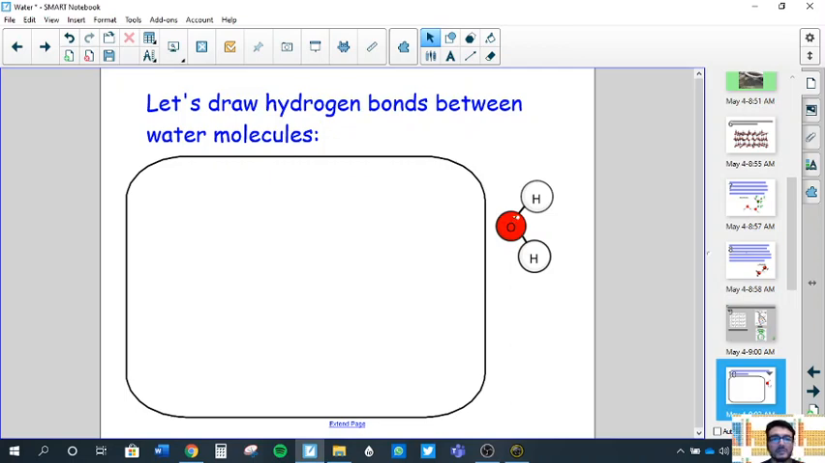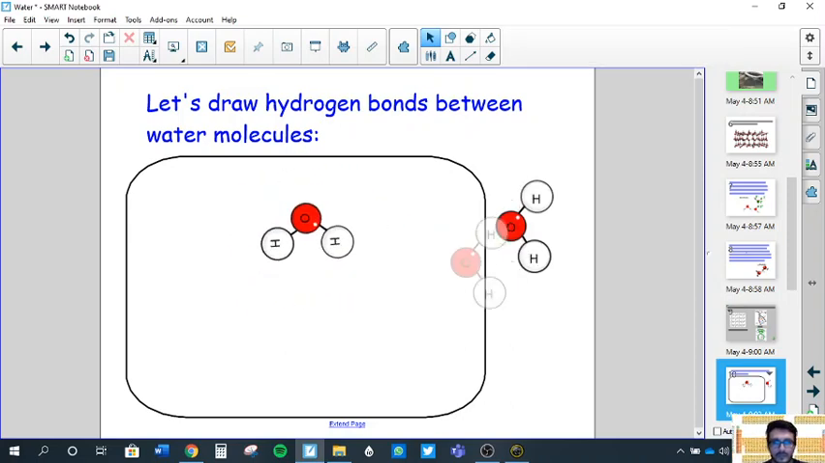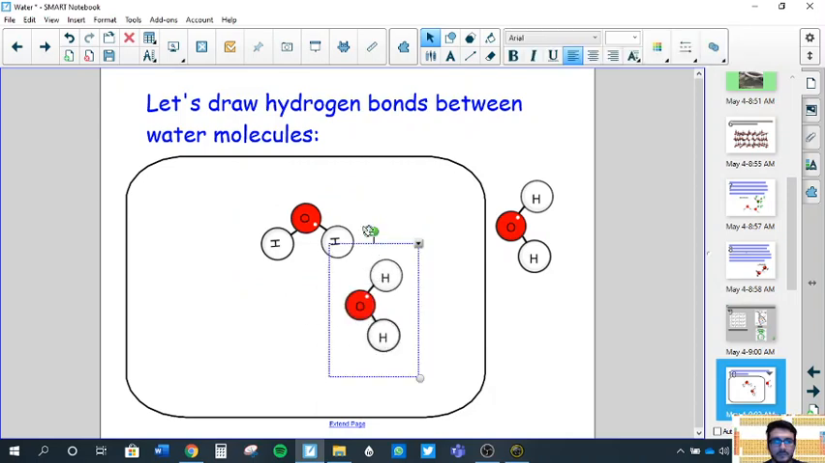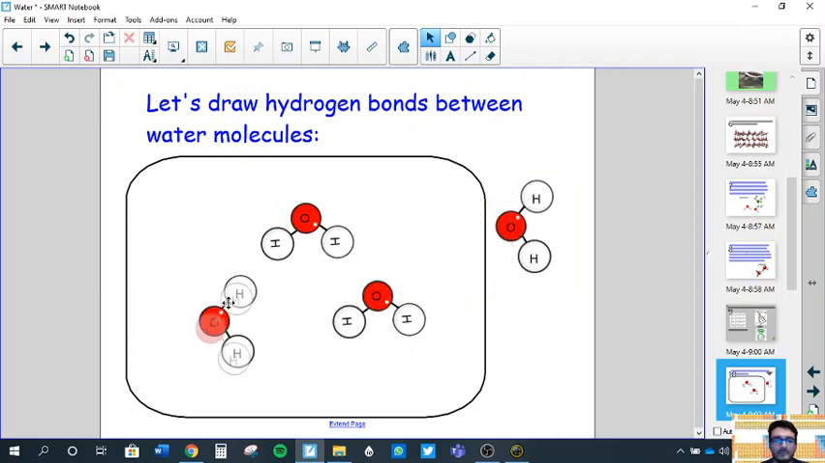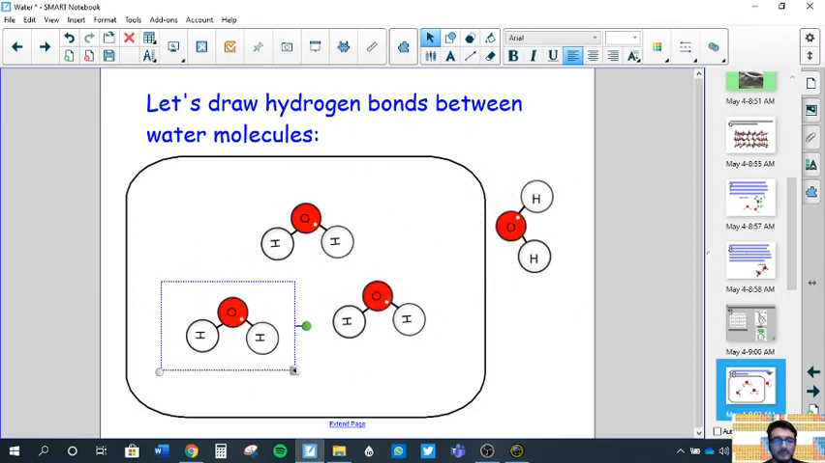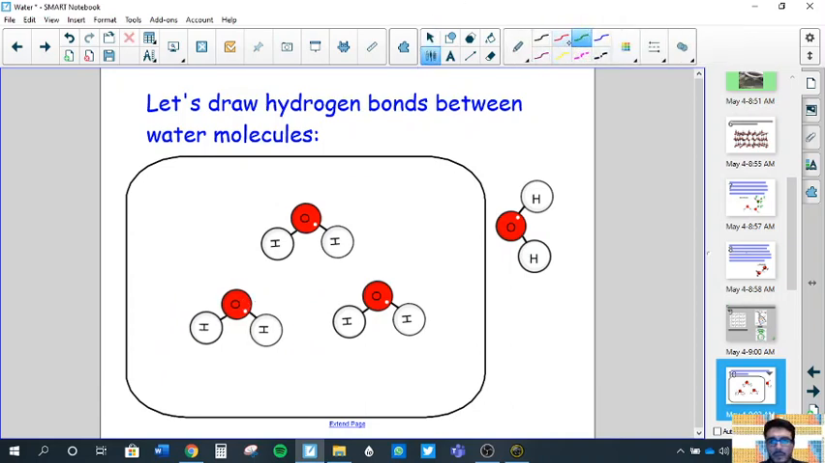Okay, so let's draw hydrogen bonds between water molecules. So let's bring a few water molecules out here to play with. They don't have to be perfect. Let's do three. Okay, now a pen, it's fine. All right, so let's make our dipoles a certain color. So negative dipole here, positive dipole here, positive dipole here.